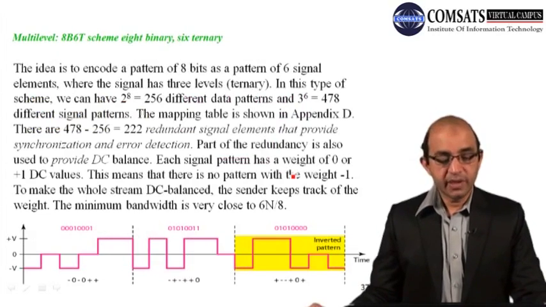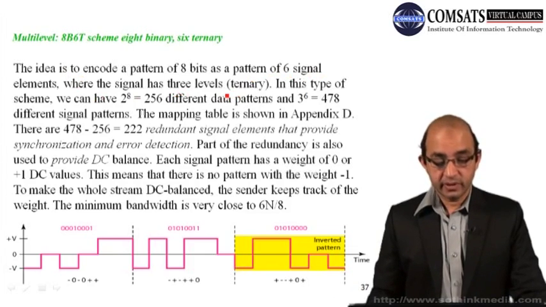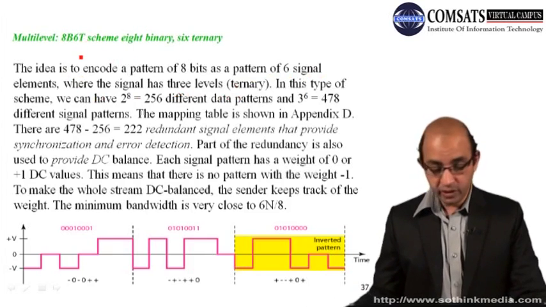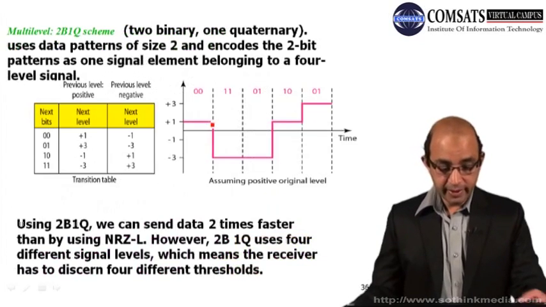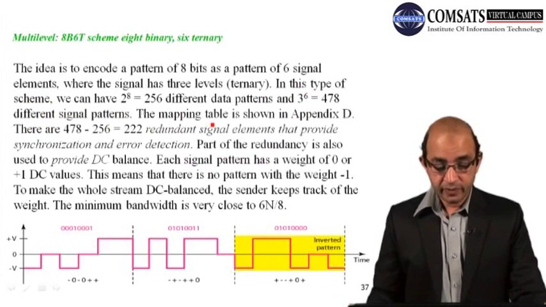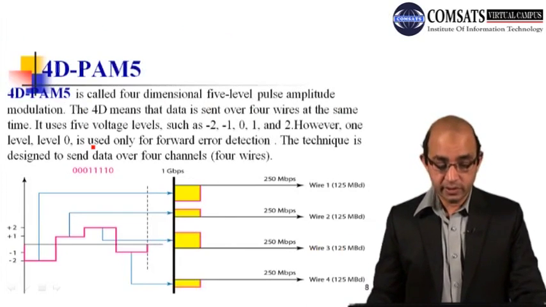So here we have another multi-level encoding scheme, that is 8 bits, 6 ternary. We are going to encode a pattern of 8 bits as a pattern of 6 signal elements, with 3 levels, so ternary, that's why we have a T over here. We cannot show the transition table as we showed before because we have a huge number of entries. You can imagine we have 256 different data patterns and signal patterns, so we are not going into details.